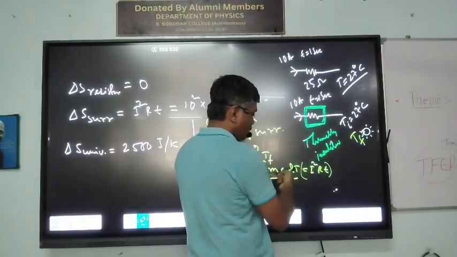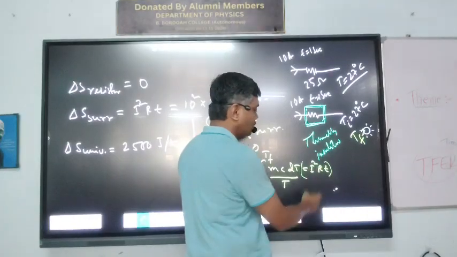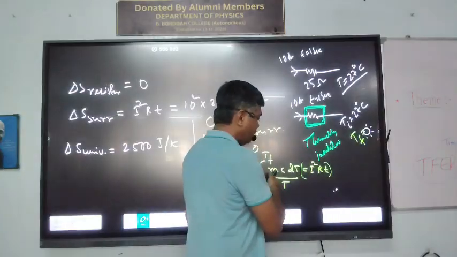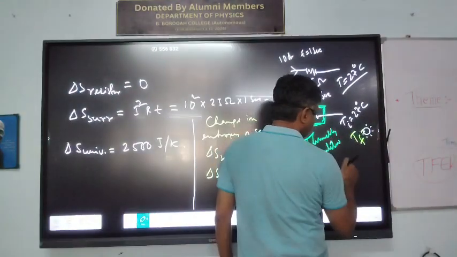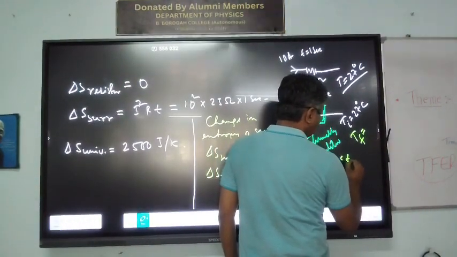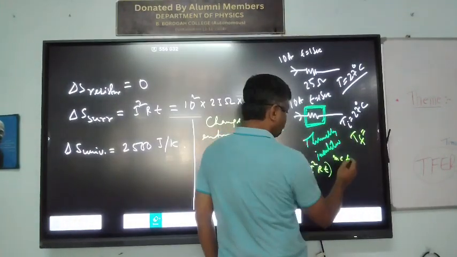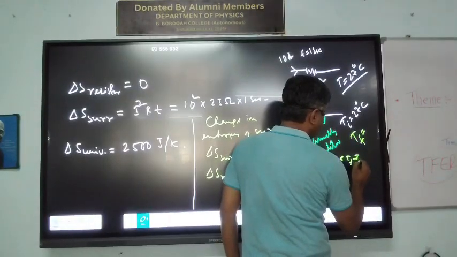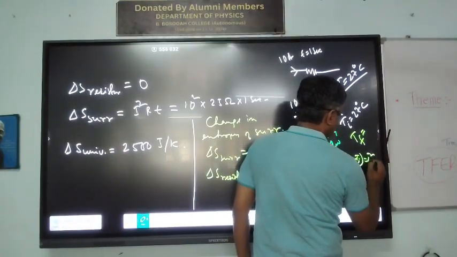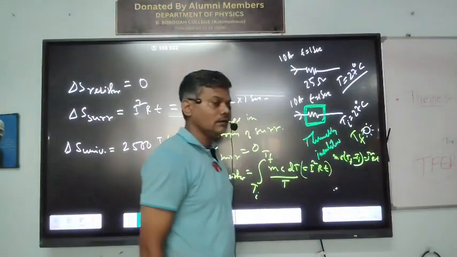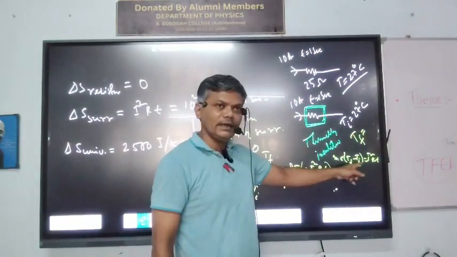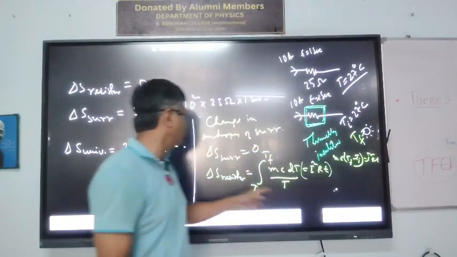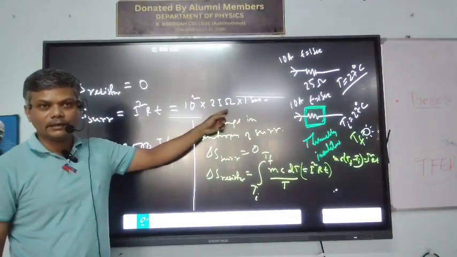Equation mc dT will be equal to I square Rt. From here I can find out this TF, because mc dT is nothing but your mc (TF minus Ti) will be equal to I square Rt. Ti I know, m I know, c I know, I square Rt, that already I know, is 2500.